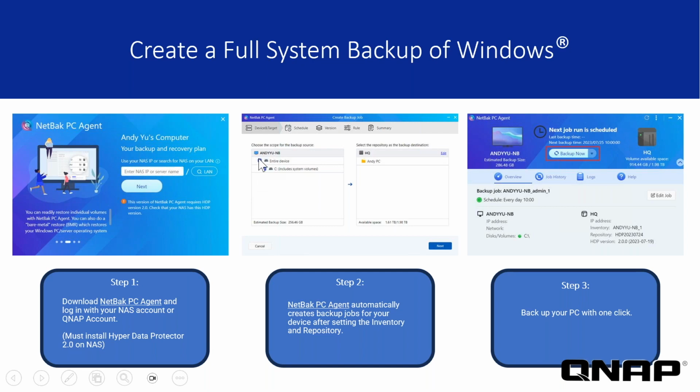Then you're going to select an entire device. You are going to select the folder on your NAS that you back up to, and that folder needs to already be set up as a storage space. But that's a very simple thing that we'll hopefully be demoing today. And then in NetBak PC Agent, you can click Backup Now, but you can also schedule backups, maybe once a day, with versioning.